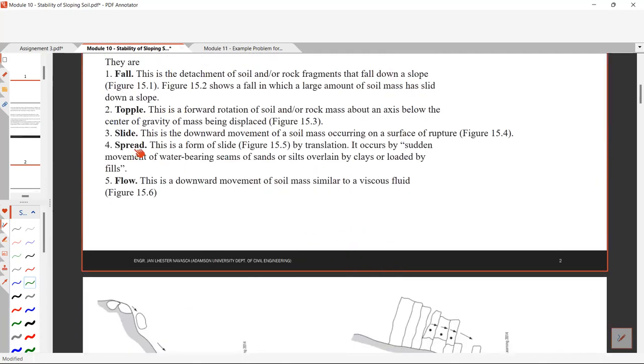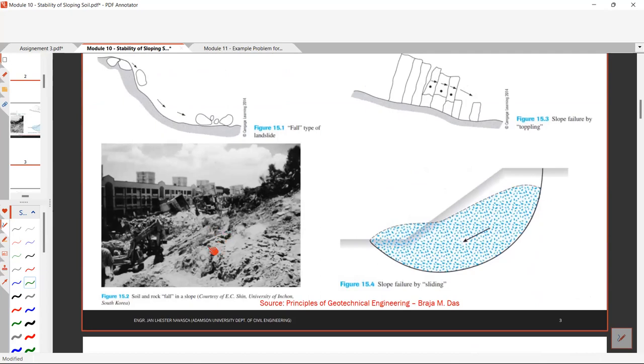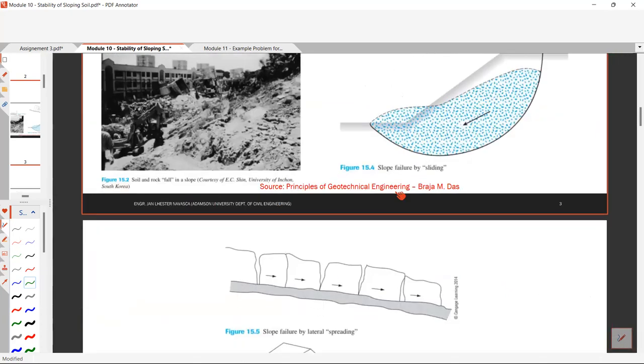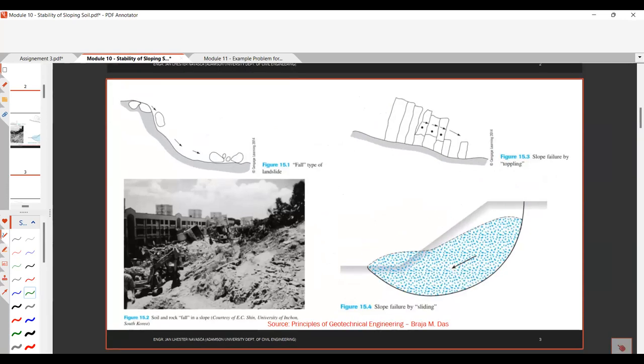Okay. Next one is yung slide. This is a downward movement of soil mass occurring on a surface of a rupture. So this one is an example of sliding. Okay? So ito yung sloping mo, ito yung sloping soil mo. So this will be your sloping soil. Okay. And the failure on the soil is due to sliding. So possible cases is yung dito sa may ilalim, okay, mag-slide. Okay, so this will be your failure plane. This one. This will be your failure plane.